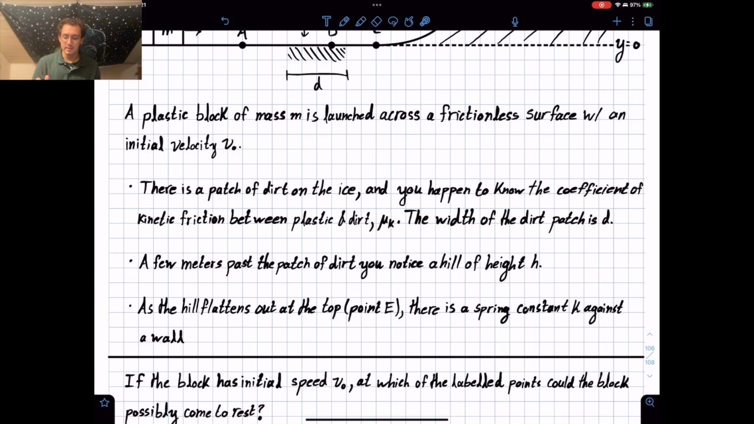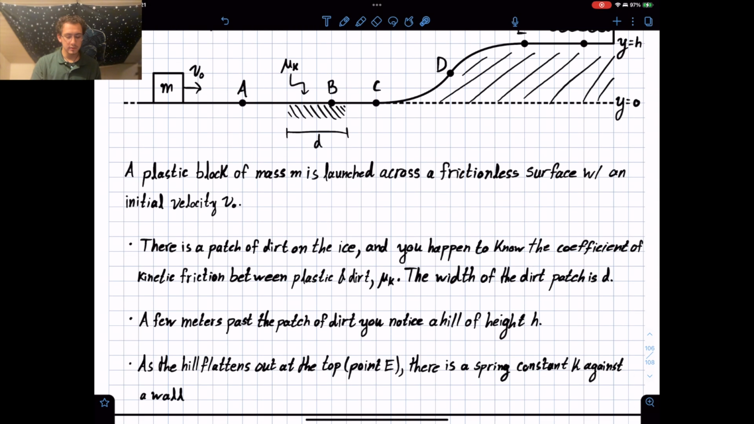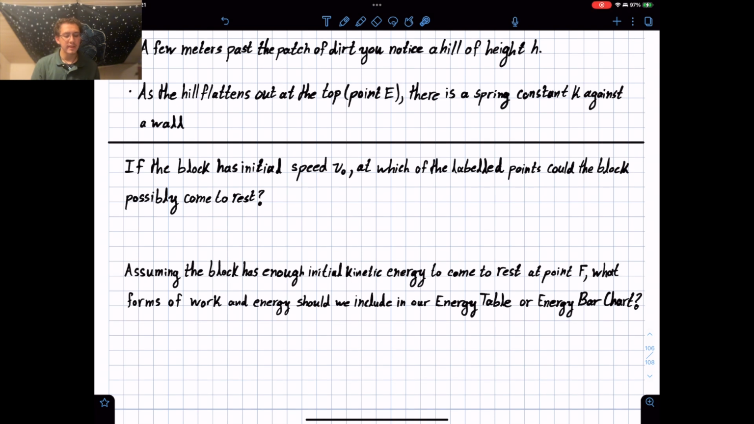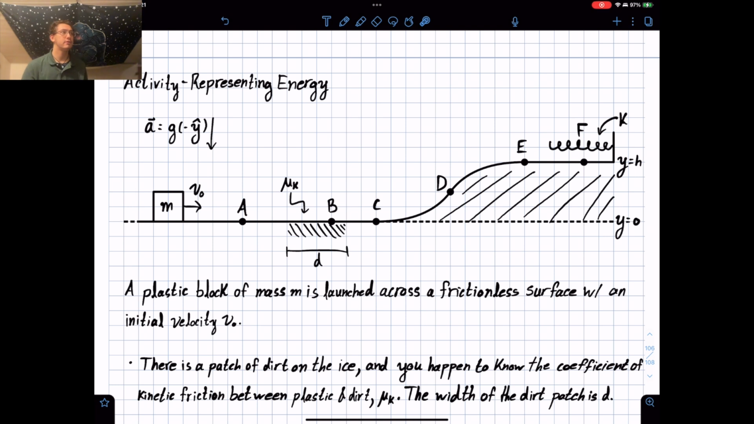There's a spring with constant k against a wall. So this spring right here has spring constant k. So let's see what questions are asked of us. If the block has initial speed v0, at which of the labeled points could the block possibly come to rest? Come to rest means v equals 0, or velocity equals 0. What places could that possibly happen at? So, let's go one by one, systematically analyzing which ones can and which ones can't it stop at.